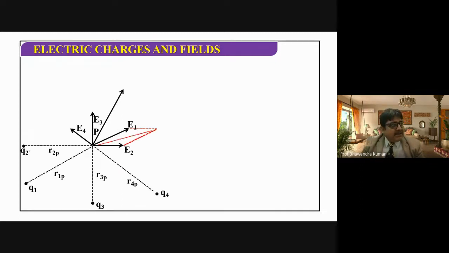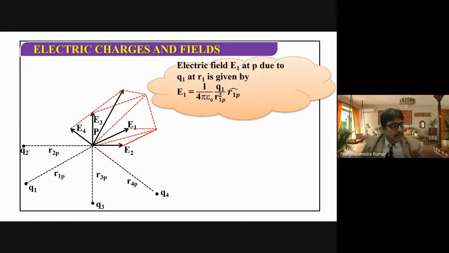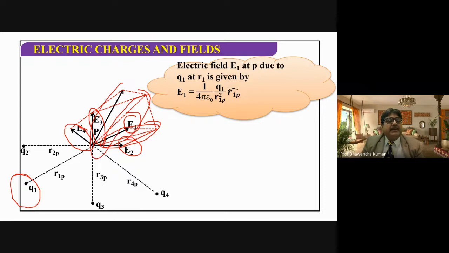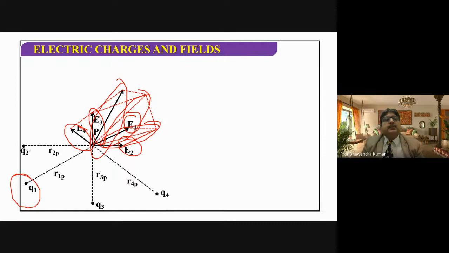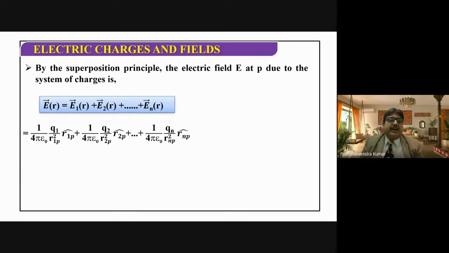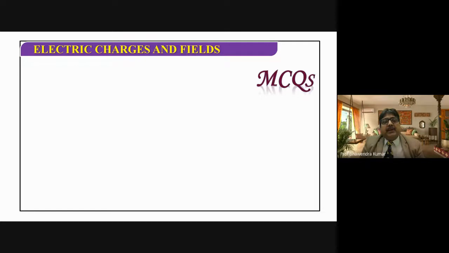If there are multiple charges, then what will happen? All of them will create their own field, right? So field due to the charge Q1 will be given by the vector E1. Field due to charge Q2 will be given by vector E2. And the resultant of E1 and E2 will be this. Field due to charge Q3 will be given by E3, and they will have the resultant like this. Field due to charge Q4 will be this, and the resultant of this will be given by this. Can you understand it? This is known as what? Superposition principle. So the net electric field will be what? The sum of the electric fields.